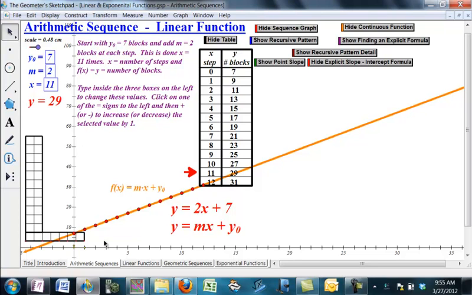So this is called a linear function. A linear function with the domain restricted to the natural numbers is just an arithmetic sequence. But a linear function could also have all reals as the domain, and so we get a full solid line. So we're going to come back to this in a minute.